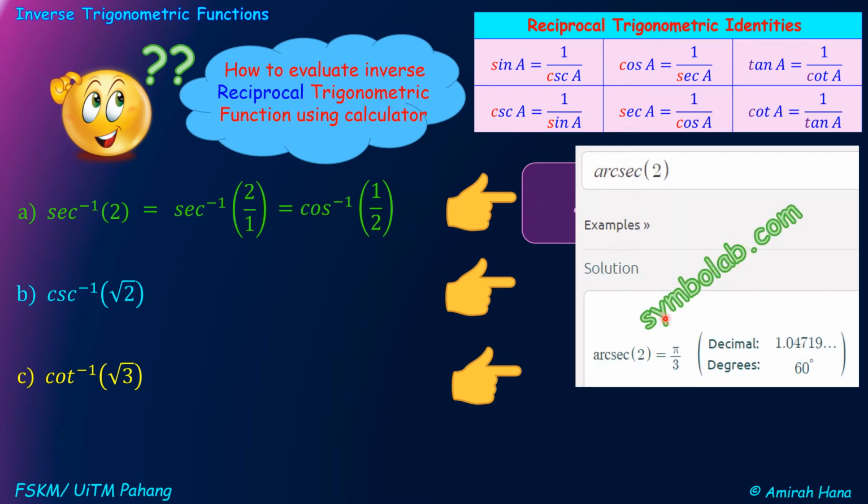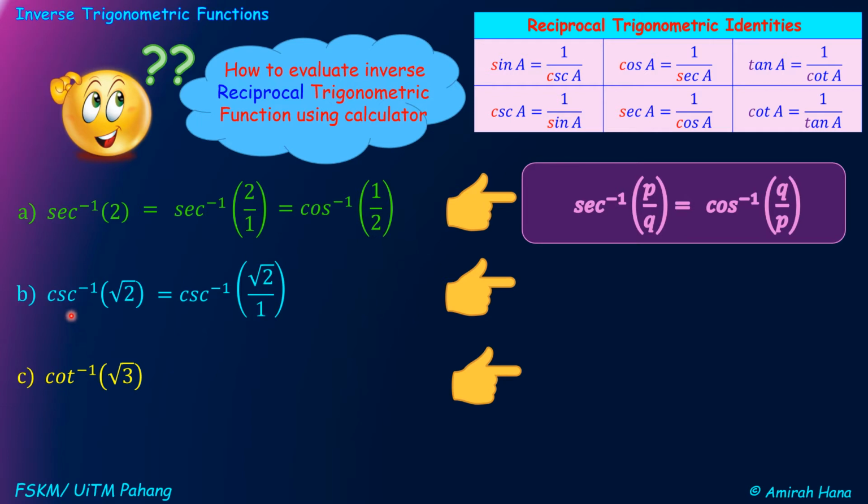We can check the final answer using symbolab.com. We can write arc sec 2. Arc sec means inverse sec. So we press enter, then we get the final answer equals pi over 3 radian or decimal 1.04719 or 60 degrees. From symbolab, we can directly use arc sec too. But from calculator, we need to change to inverse cos and then we just exchange the numerator and denominator here.